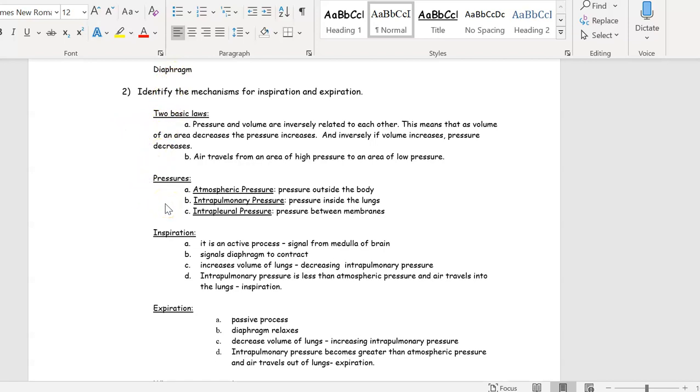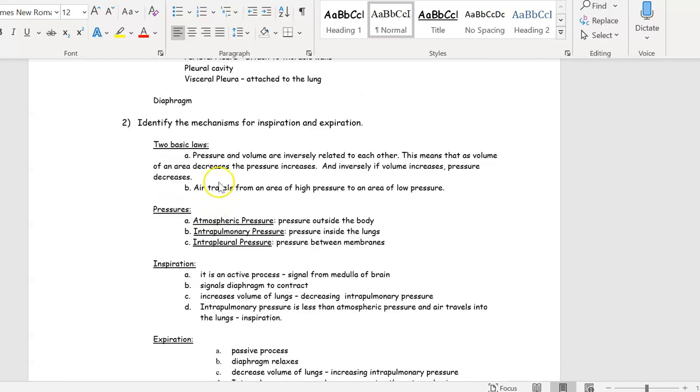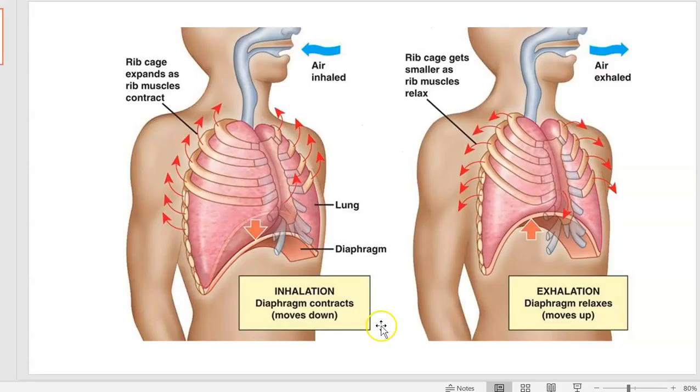A couple more definitions here. Atmospheric pressure is the pressure outside the body. Intrapulmonary pressure is the pressure inside the lungs. And the intrapleural pressure is the pressure within this pleural cavity. So I'm going to go back and forth here. Atmospheric pressure is out here, intrapulmonary pressure is within the lungs, and intrapleural pressure, which is hard to show you on this, is in that pleural cavity that surrounds the lungs.